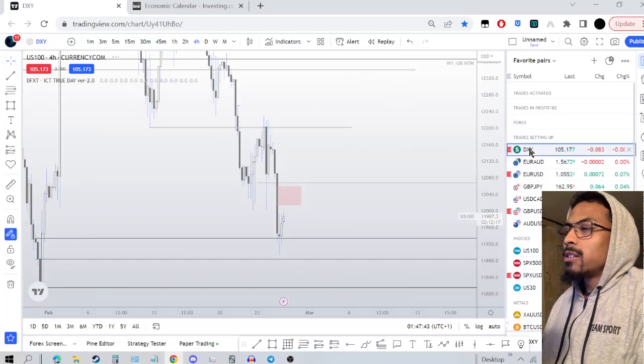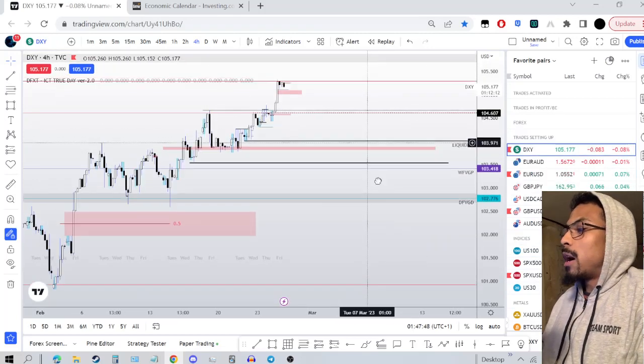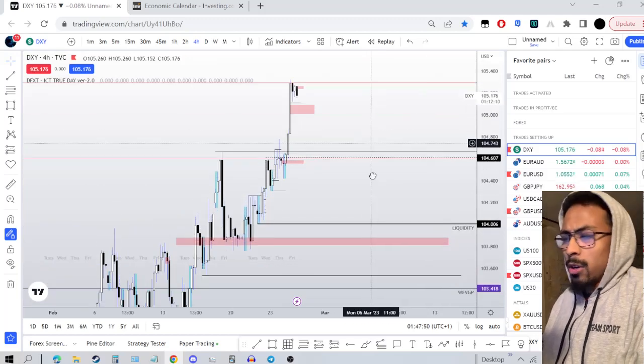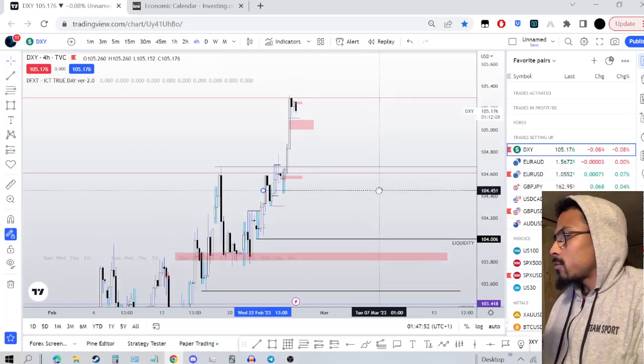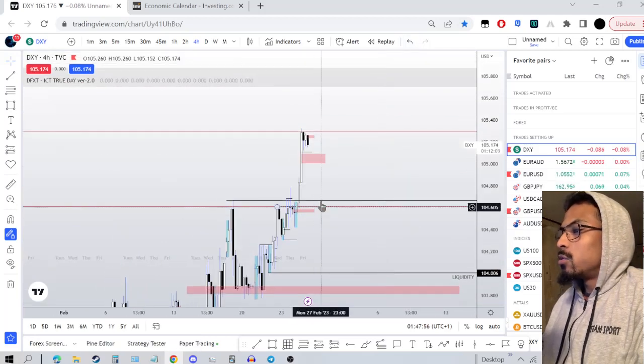So let's start off with DXY. I am a smart money trader. I trade ICT's concepts. So that is my approach to the market, and that's what works for me. So let's start off with DXY. I'm looking for dollar to go higher.